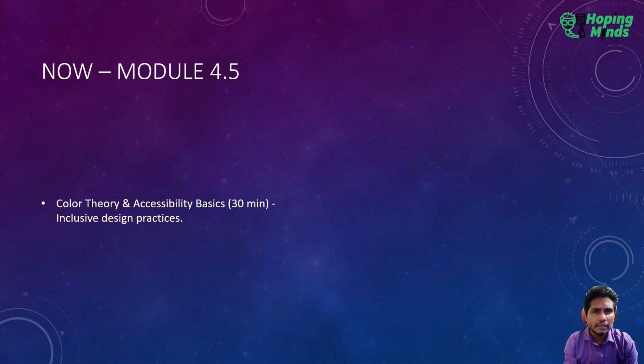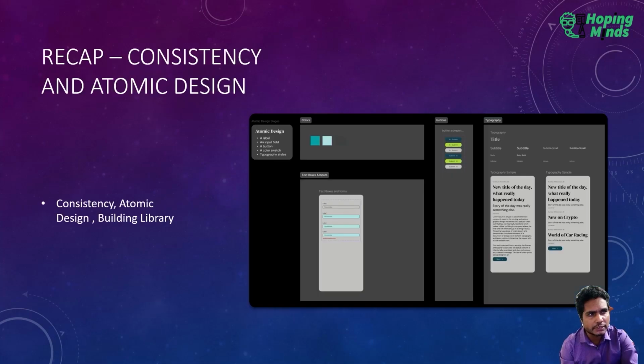We already did some part of it wherein we included the colors in variables, but we are going to expand on that and we are going to make it better. Let's do a quick recap of what we learned in the last chapter. So in the last chapter, module 4.4, we learned about consistency and atomic design, wherein how atomic design and system design and also library can help you bring everything into a good consistent design.